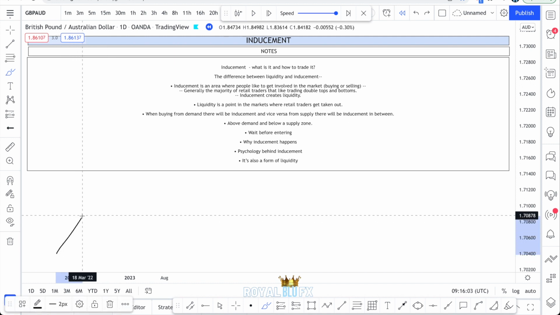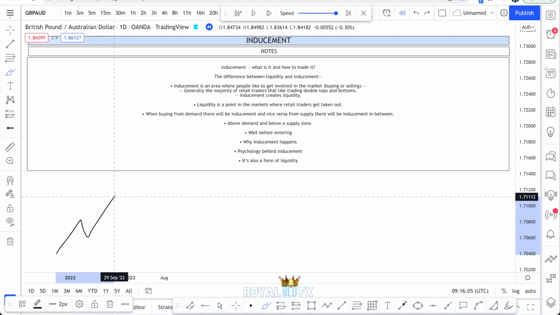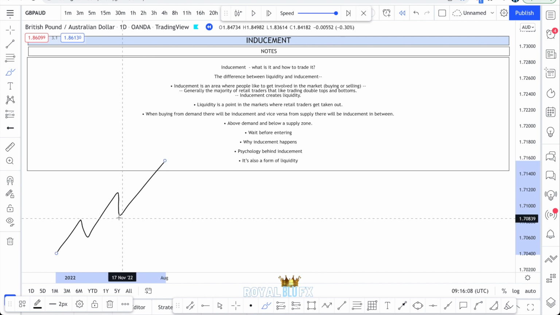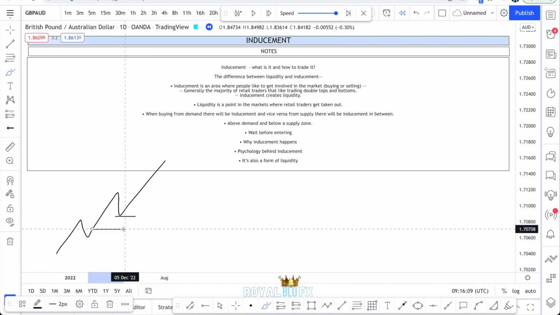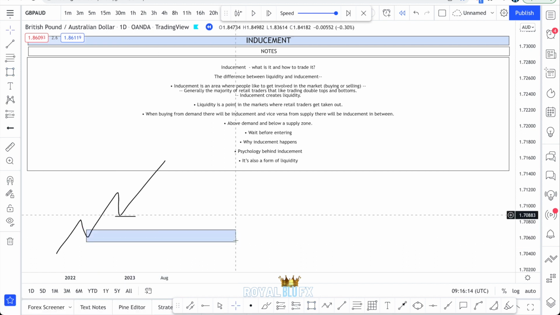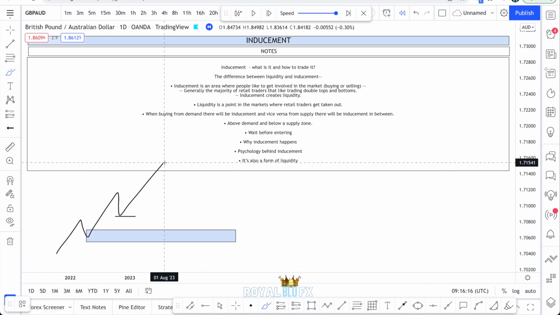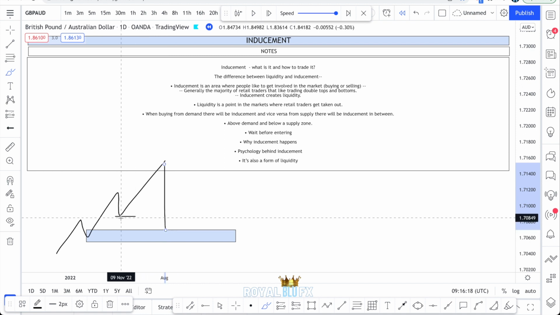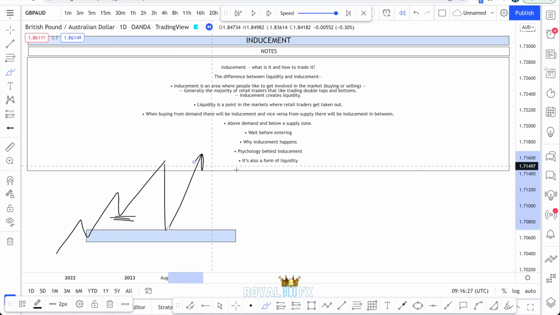When you're buying from demand, in this scenario that I explained, this is inducement because price never touched our area of demand right there. So we would wait for price to come back, take out that inducement, which is in a form of liquidity now, because there's stop losses right below, and then prices will continue back in the upward direction. Same thing goes for the sellers.